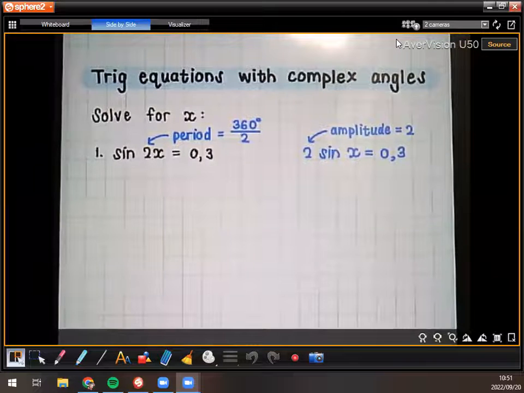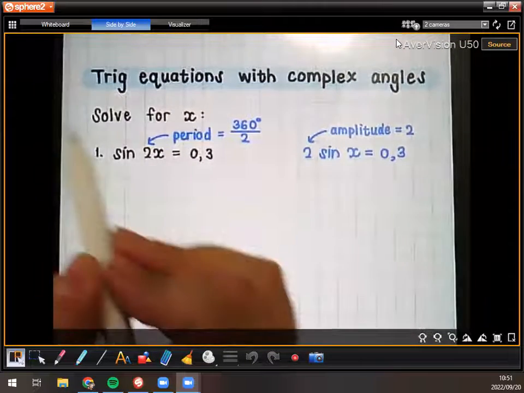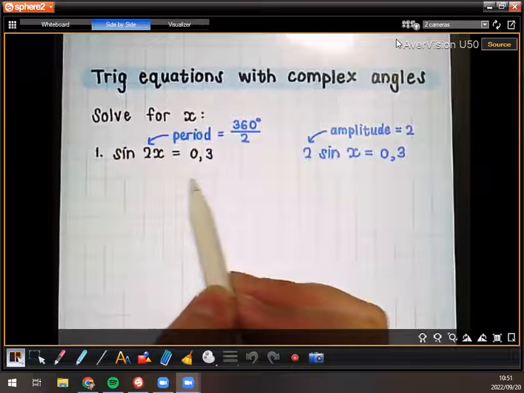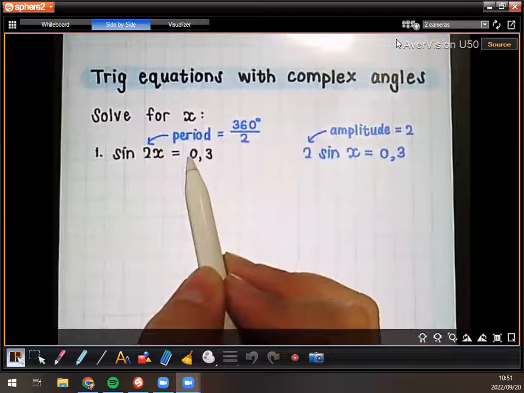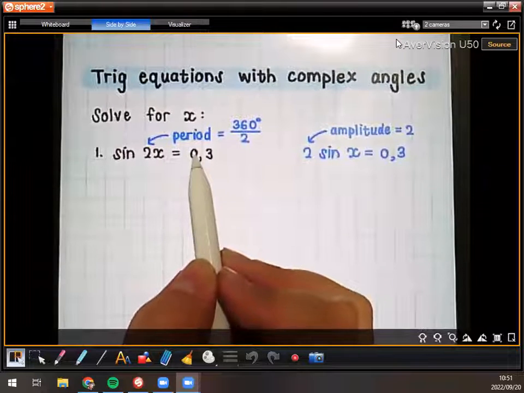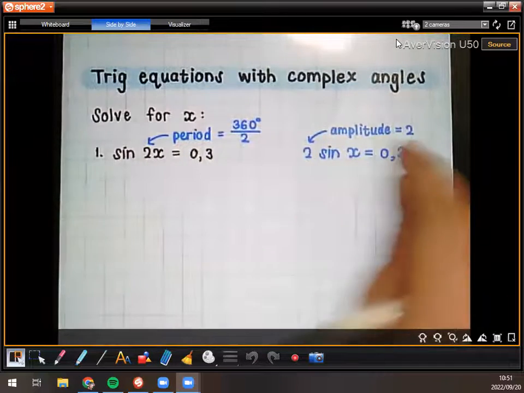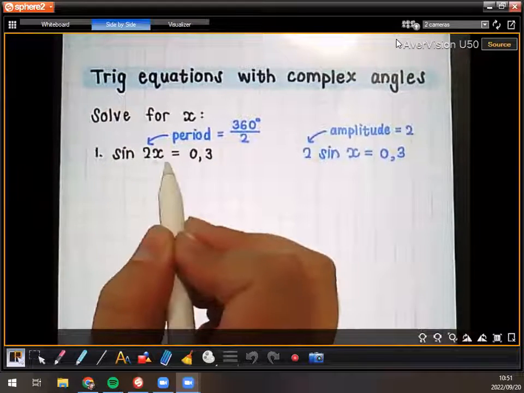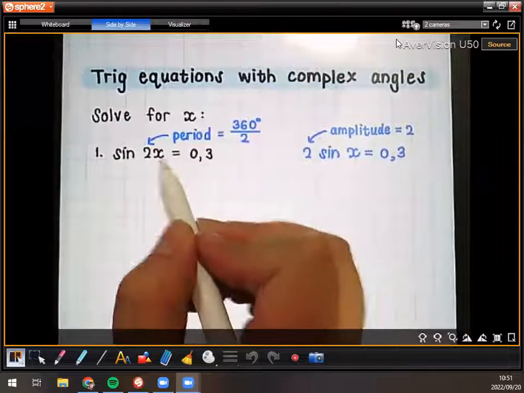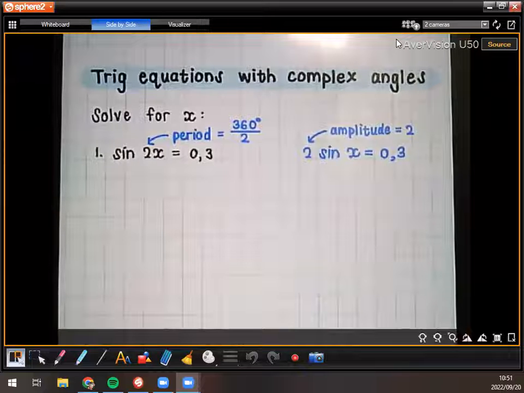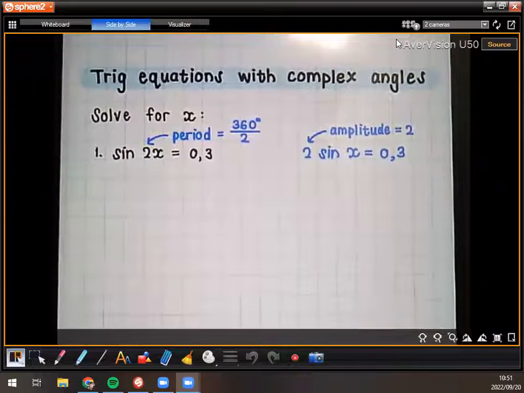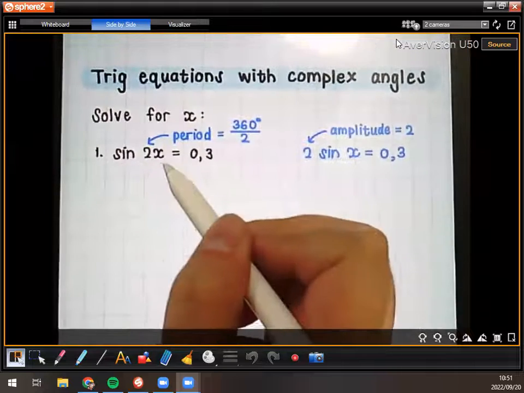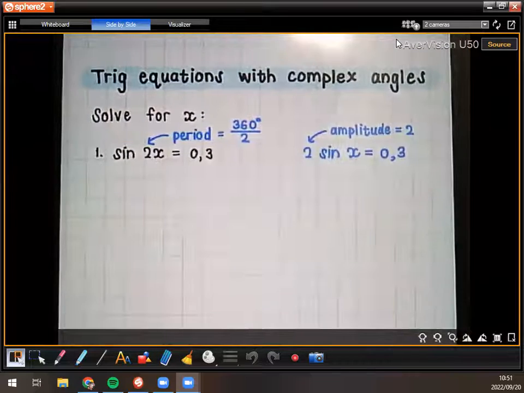The most common mistake is that people want to take this 2 and divide the 0.3 on the other side by 2. You can't do that. In the other equation, yes, absolutely, you can divide by 2. In this equation, what we have is a trig ratio with an angle. In the previous one, we had sin x, a trig ratio equal to a number. Now we just have sin 2x equal to a number. It's the same thing.